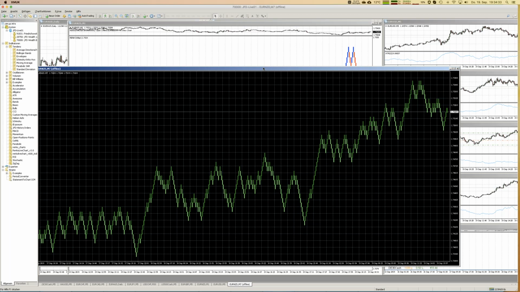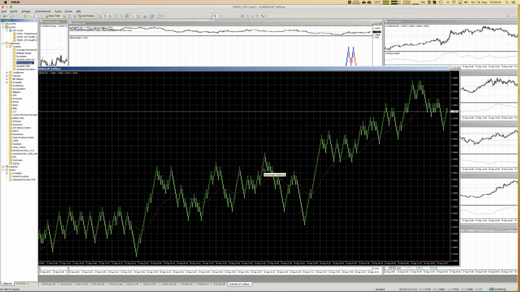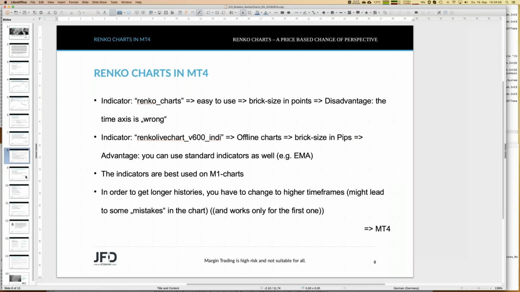It's easy to do. And in this case, you can even go for an indicator like a moving average and put that one here as well, or any other indicator. So that might help you in your own chart analysis. That's the way you can generate it. I will show you another good example in a few minutes.